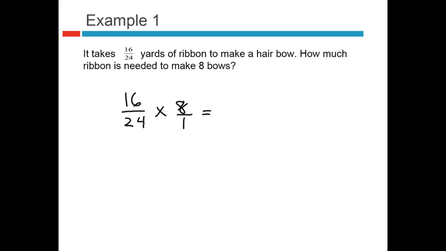We know that 8 goes into 8 once, and we also know that 8 goes into 24 3 times. So we can simplify this problem by using this cross-simplification method. Now the numbers are much easier. We can multiply 16 times 1 to get 16 in the numerator, and then multiply 3 times 1 to get 3 in the denominator. So in order to make 8 bows, we need 16 thirds yards of ribbon.